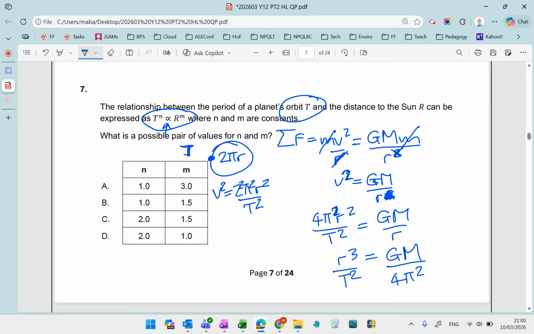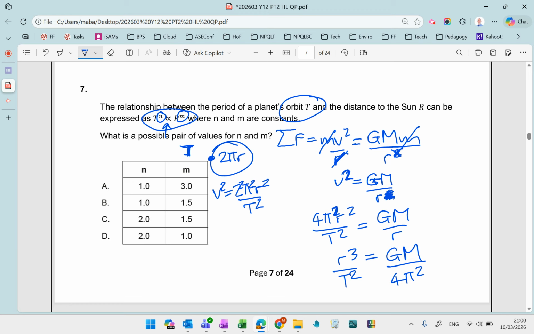Right, so we had a look down the list, and I'm looking for n to be 2, and I want m to be 3. Is there an option for that? No. Oh dear, what am I going to do then?